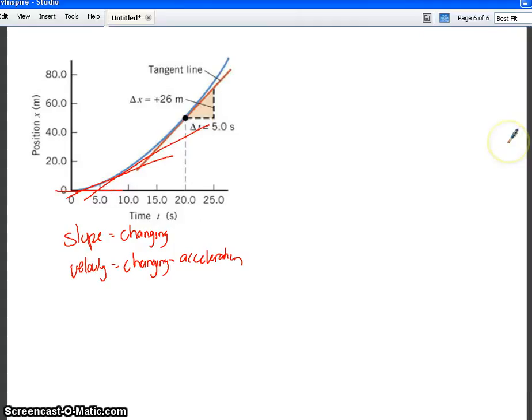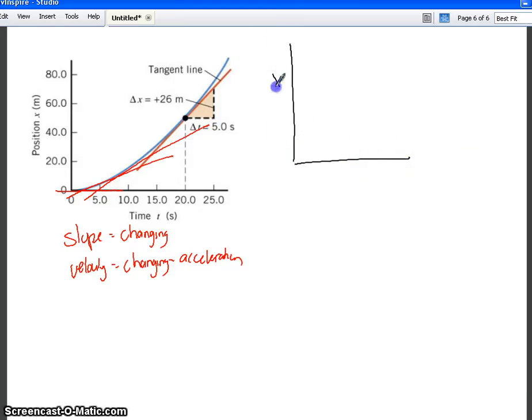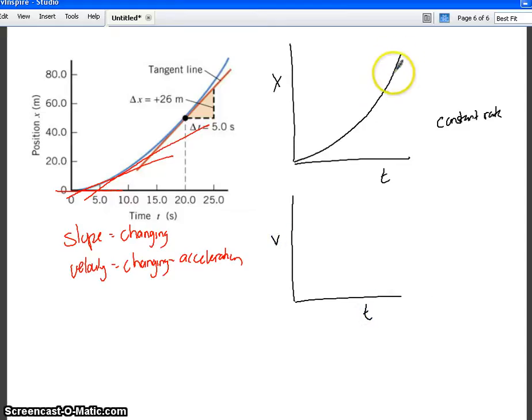So let's start from the very beginning here. Let's do a position-time graph just like this one. This slope is changing, and we'll say it's changing at a constant rate. So the velocity is slowly increasing at a constant rate. So a curved line on position-time is going to equal a straight line on velocity-time.